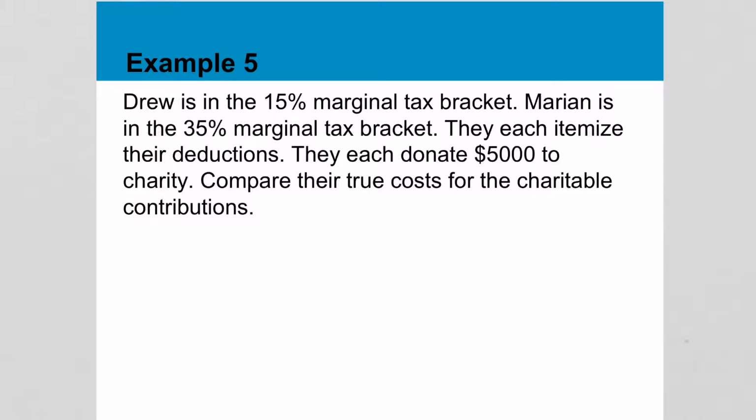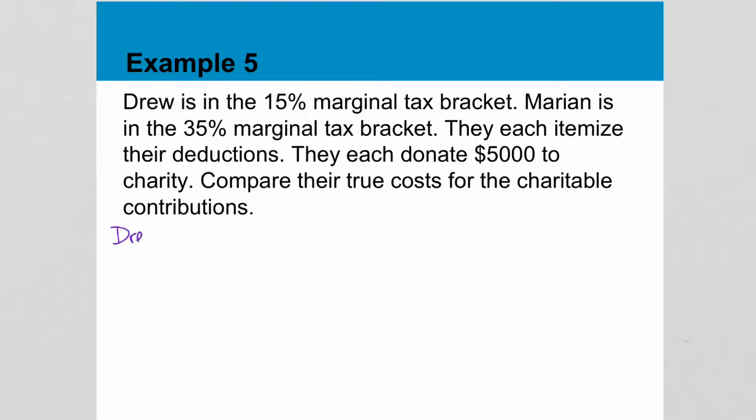Example 5. 3 more examples. Drew is in the 15% marginal tax bracket. Marion is in the 35% marginal tax bracket. They each itemize their deductions. They each donate $5,000 to charity. Compare their true costs for the charitable contributions.